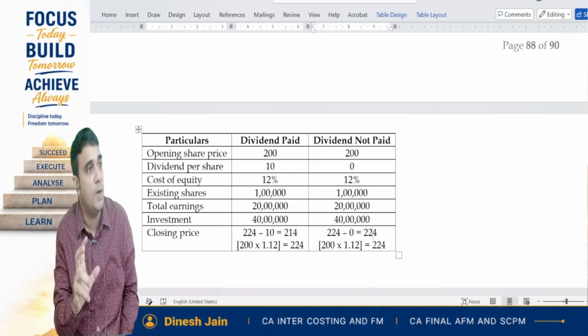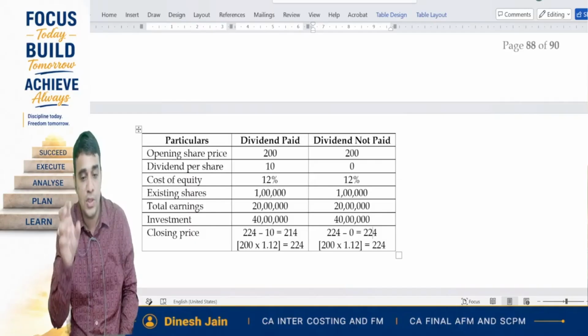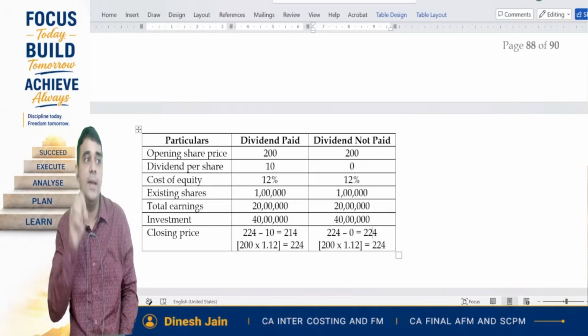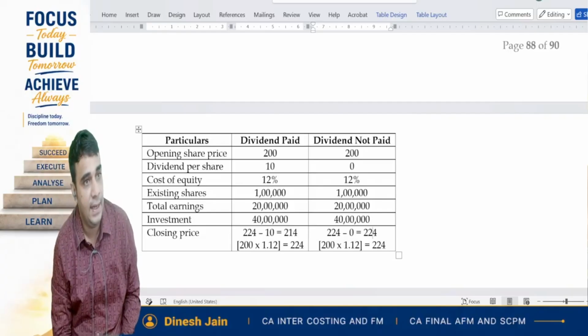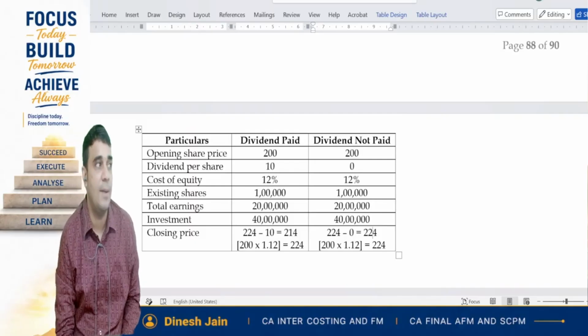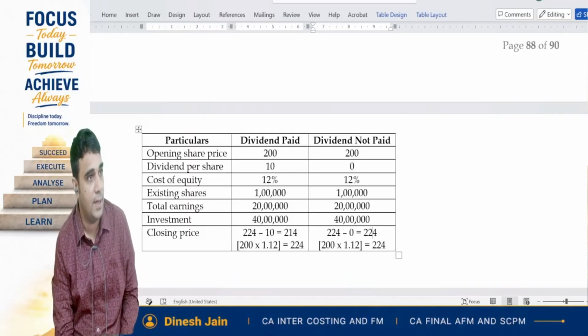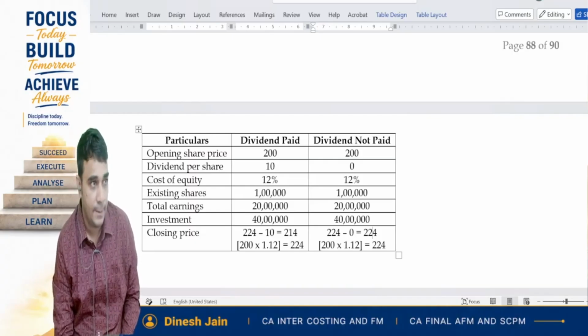What is the logic for 214? 200 increased by 12%. What is the logic for 224? 200 increased by 12%, and deduct any dividend you receive in between. This you can also understand as cum dividend and ex dividend logic. Ex dividend means post the dividend.